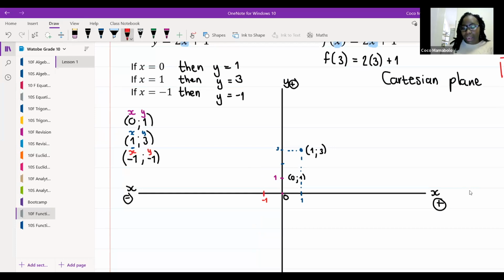Right. So my -1 will be somewhere over here. -1. And then I just need to make sure I see where they meet. I need to bring this one in and this one over. That's where they meet. That point over there is -1, -1.